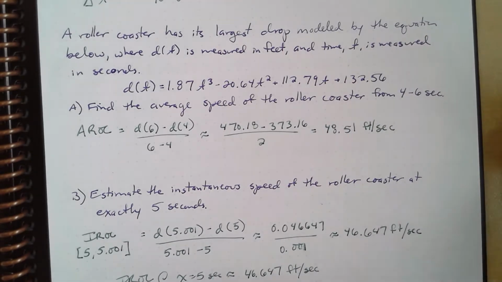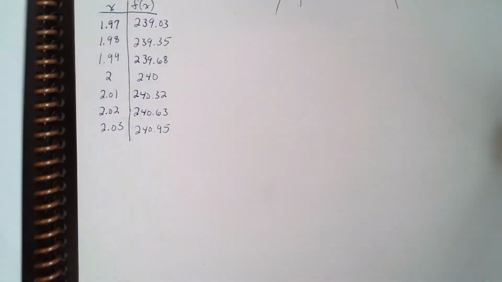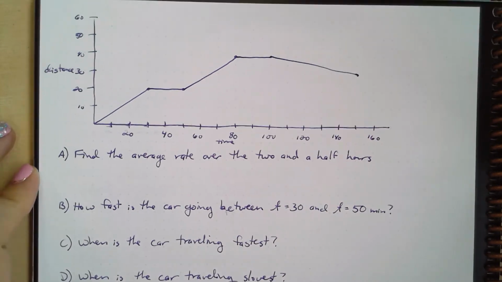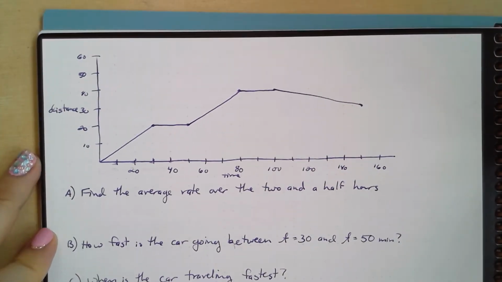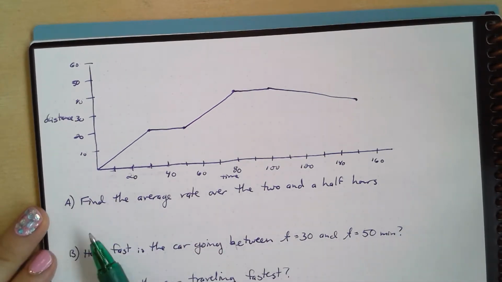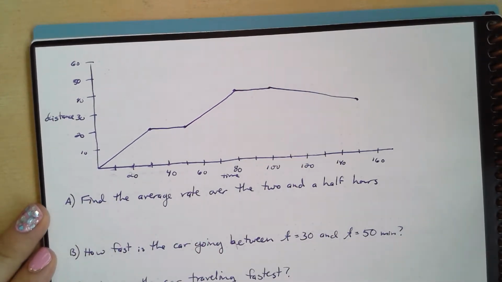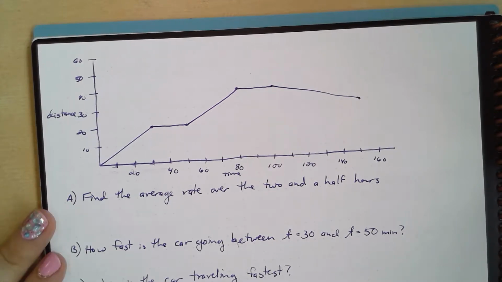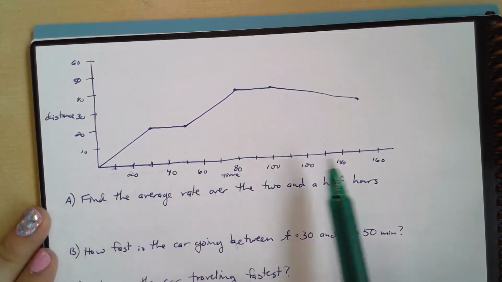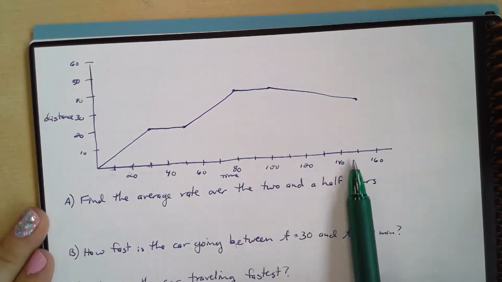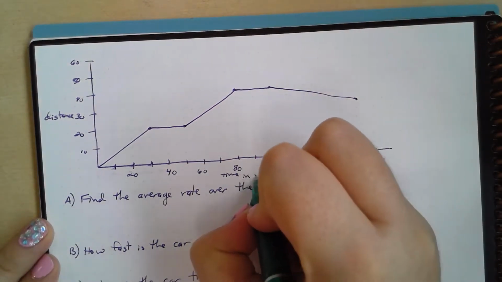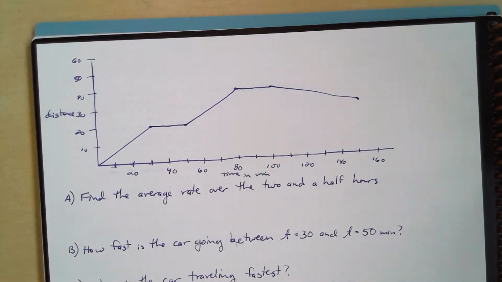Do not forget that. So let's look at rate of change graphically for a little bit here. Here we have a graph of a car moving. I didn't label this, but this is a car moving. We want to find the average rate over the 2.5 hours here. You can see that we start at time 0, and then we go up to about 150 minutes. This is our time in minutes. We want to find the average rate of change over the 2.5 hours.